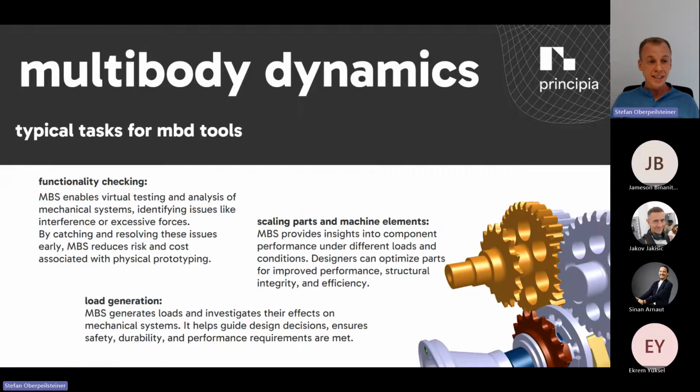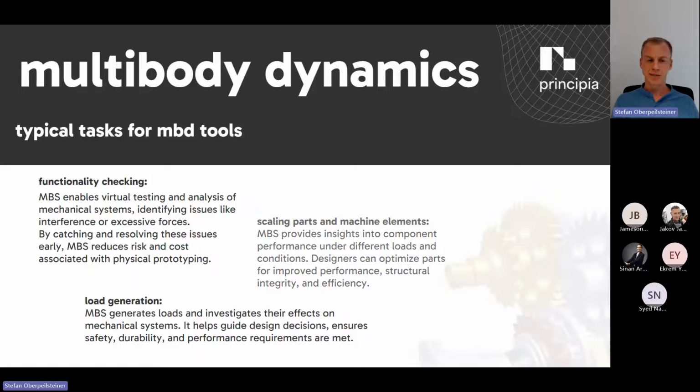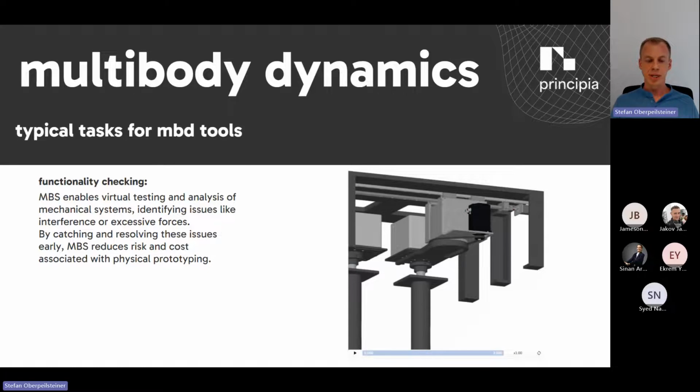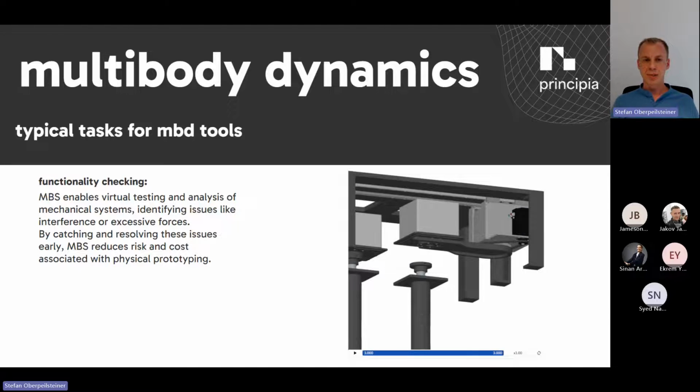So what are the typical tasks that can be done with MBD? These are the main three tasks I just show on this slide here. So first is function checking. That means you have an assembly, a system of interconnected bodies, and you want to check if motion is possible. So are there any collisions? Do my actuators have enough power or force, torque to move the system like I would like to have it? Or are there any other issues that may show up? This can be done with MBD.